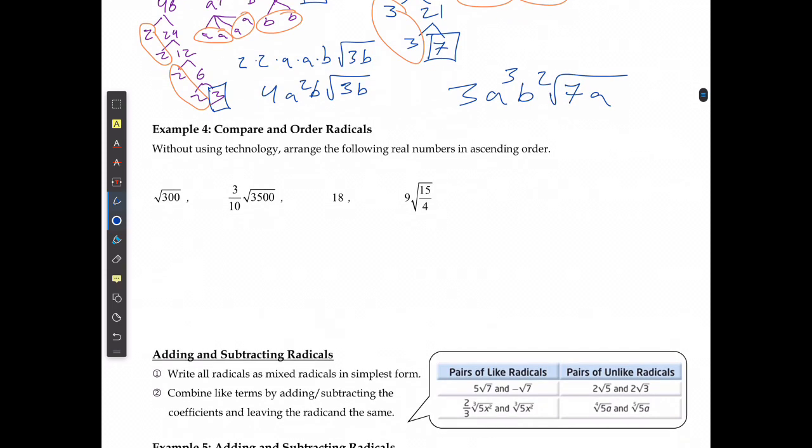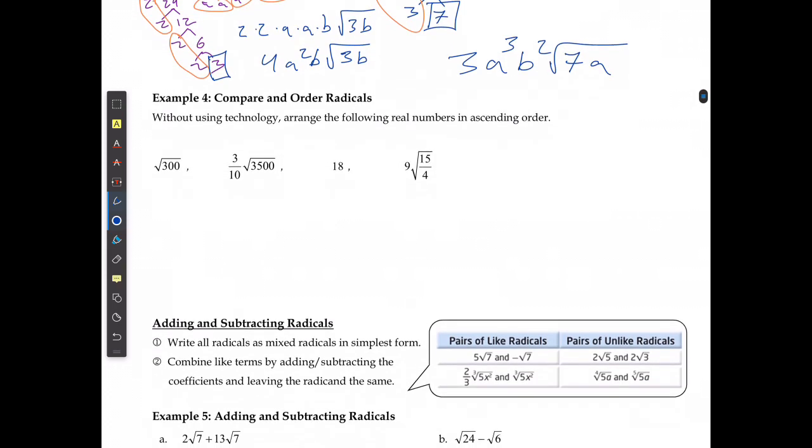Alright, if it asks us, without using technology, to arrange the following real numbers in ascending order, then it's just a fancy way of saying turn all of these values into entire radicals. Because I know that if it is an entire radical, then it is going to show me exactly how big or small they are. If it's a mixed radical, you can't always tell because you're multiplying typically an irrational number by its coefficient, which could give you any range of values.